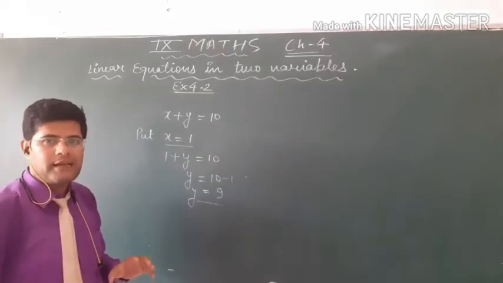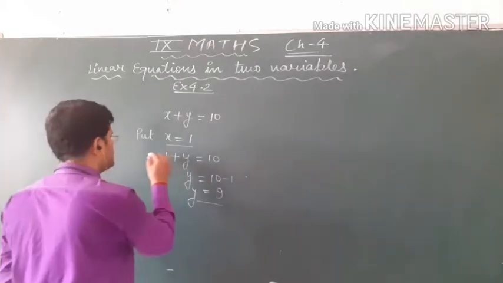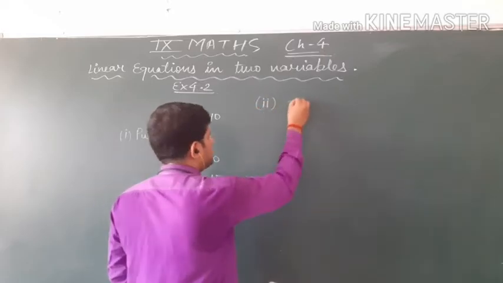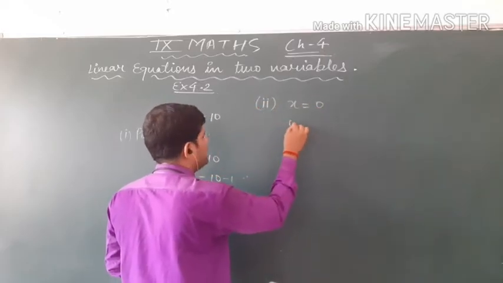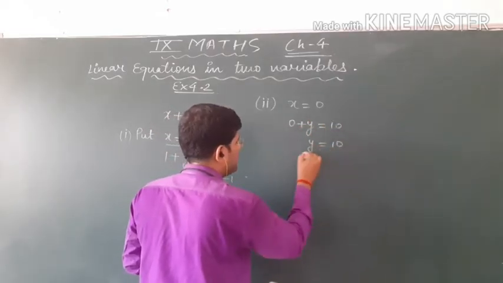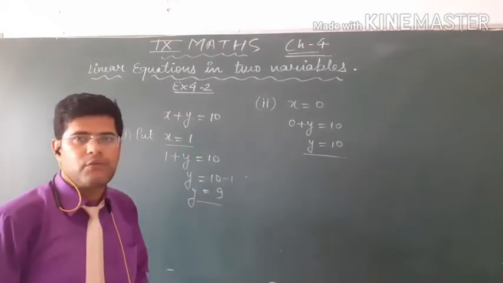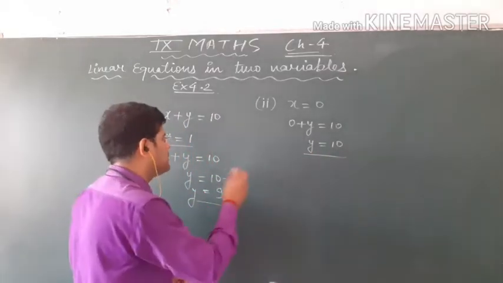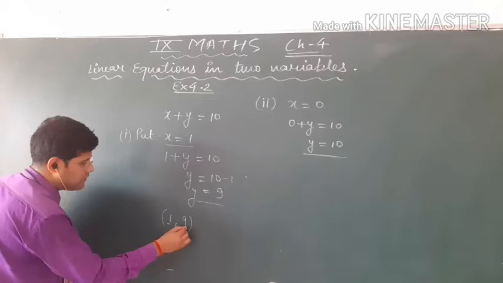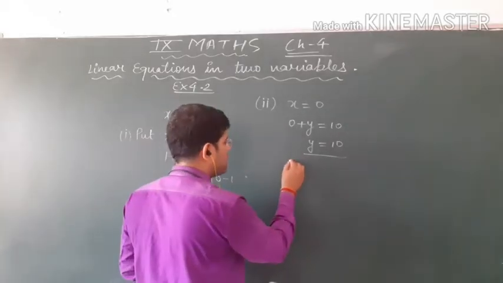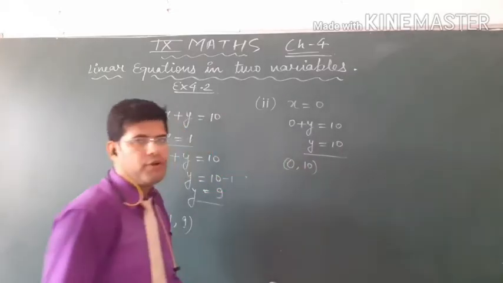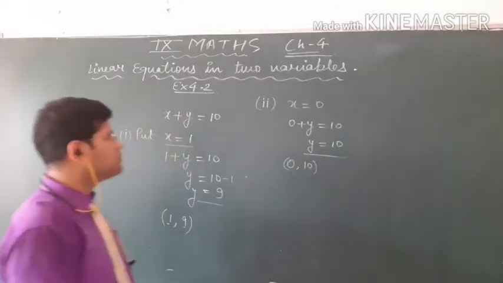So in place of x equal to 1, we got y equal to 9. This was the first solution. If we put x equal to 0, then 0 plus y equal to 10, it becomes y equal to 10. It means when we put x equal to 0, we get y equal to 10. This one is the second solution. The first solution we can write as coordinates (1, 9). Here it is x, here it is y. It is also represented as coordinates x and y. I already told about coordinates in our previous video or the previous chapter also. So these are the two solutions.